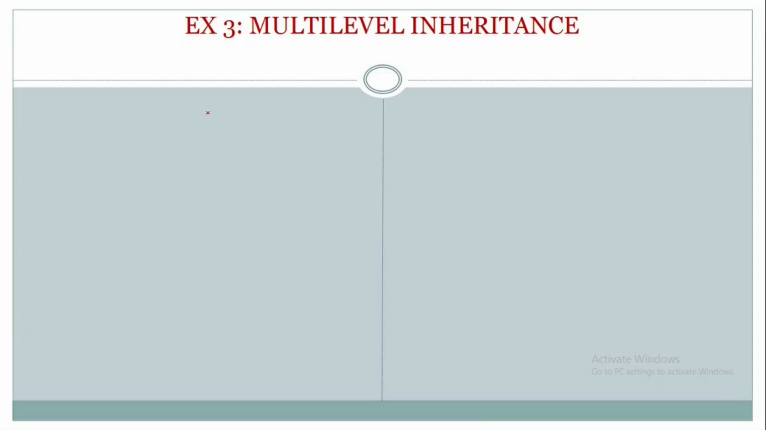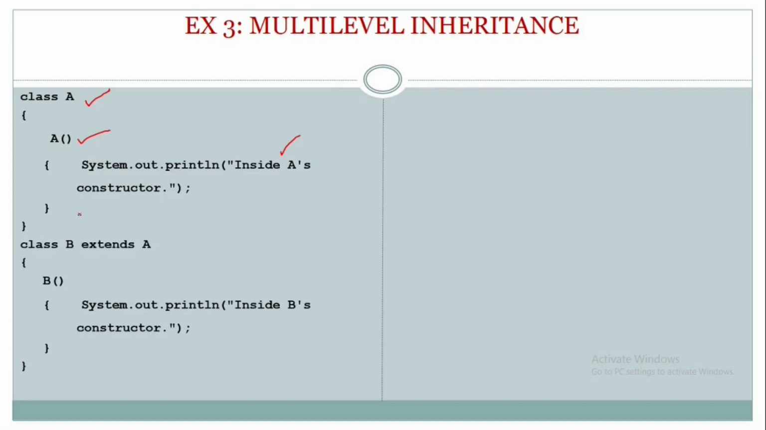Now let us understand multi-level inheritance with a simple example. Class A has a constructor that displays a message: inside A's constructor. Now we'll be creating the subclass of A, that is class B extends A. It has a constructor that displays a message: inside B's constructor.